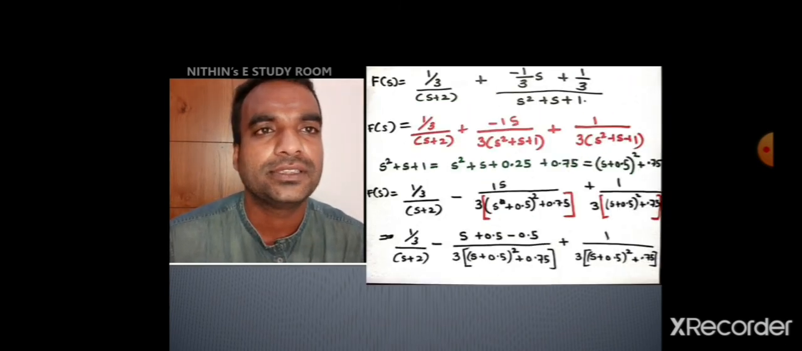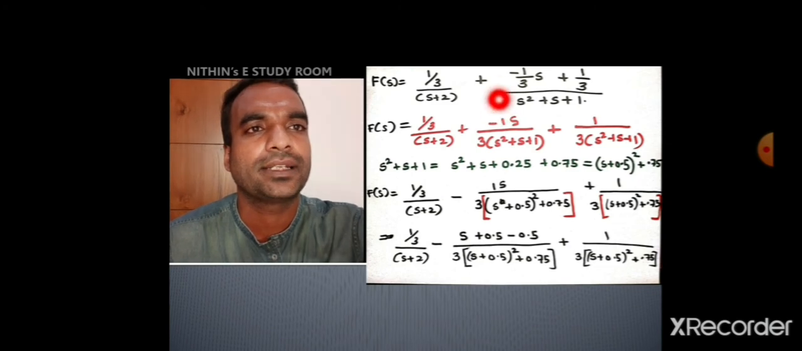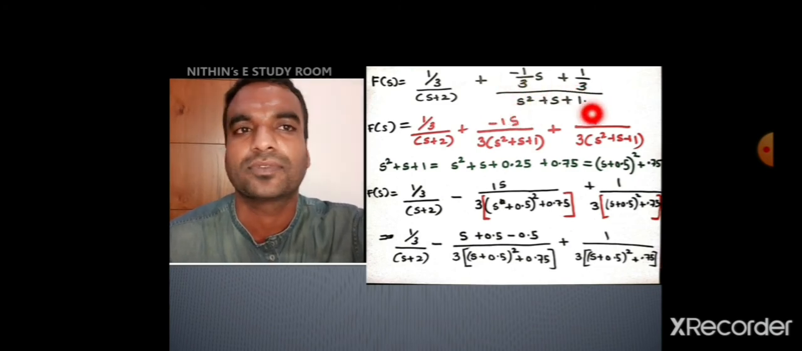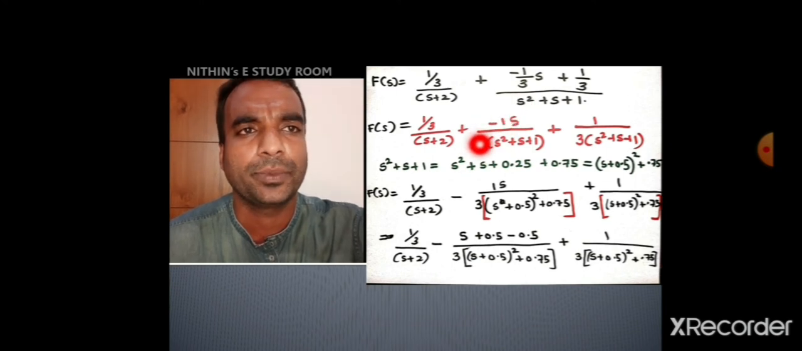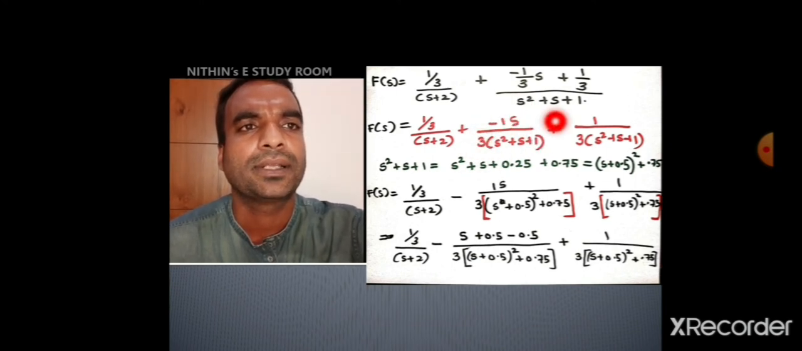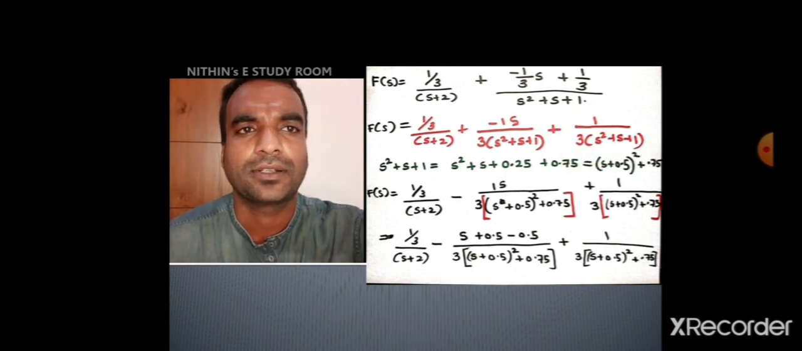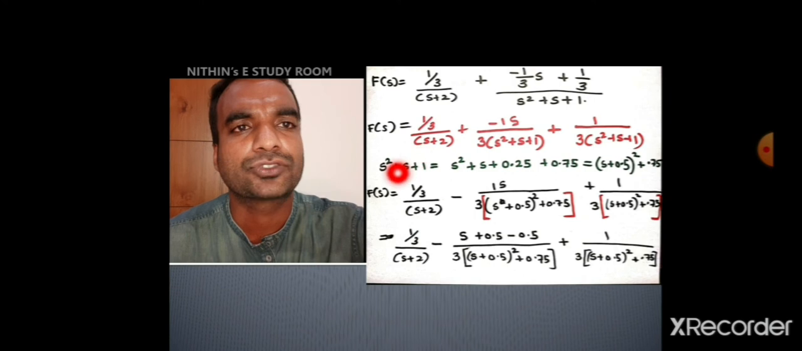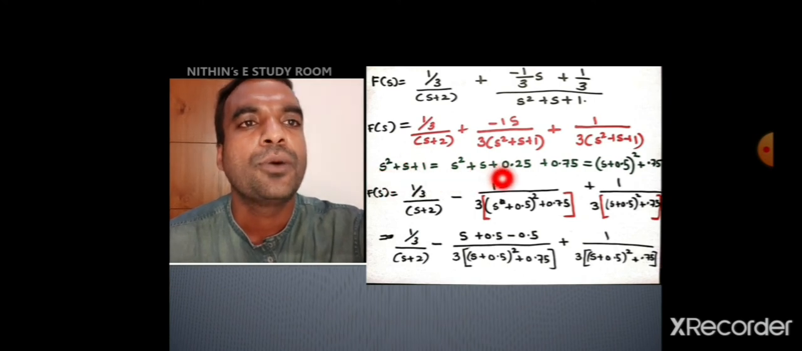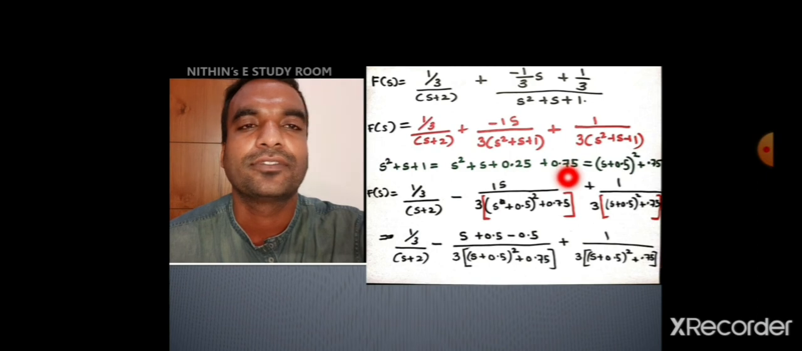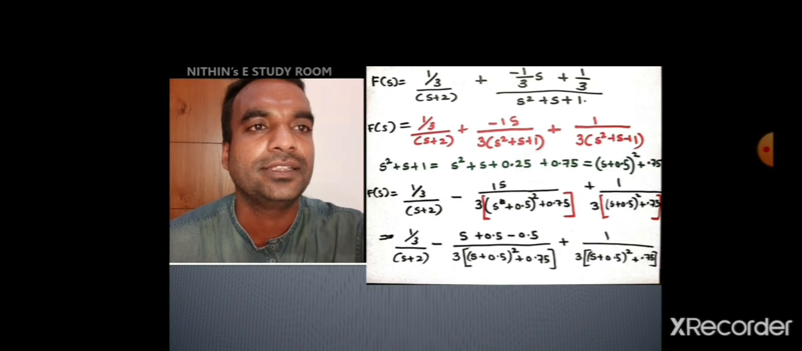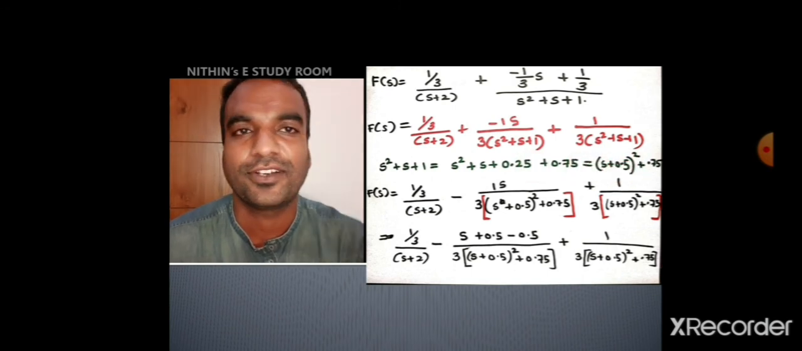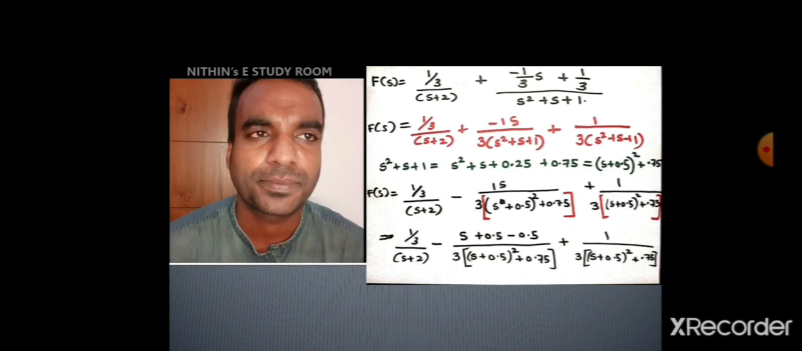Okay, so F of s is equal to 1 by 3 into 1 by (s plus 2), minus 1 by 3 into (s minus 1) by (s square plus s plus 1). Now I am rearranging s square plus s plus 1 as s square plus s plus 0.25 plus 0.75. Is it okay? And s square plus s plus 0.25 is nothing but (s plus 0.5) square, so (s plus 0.5) square plus 0.75.